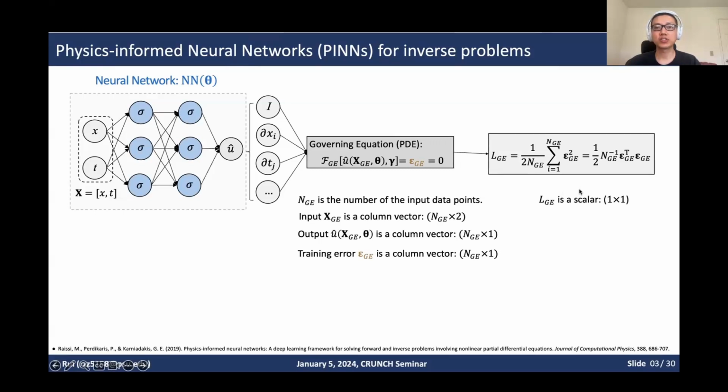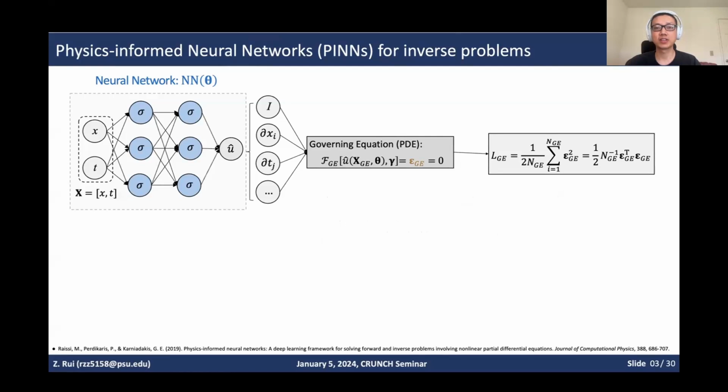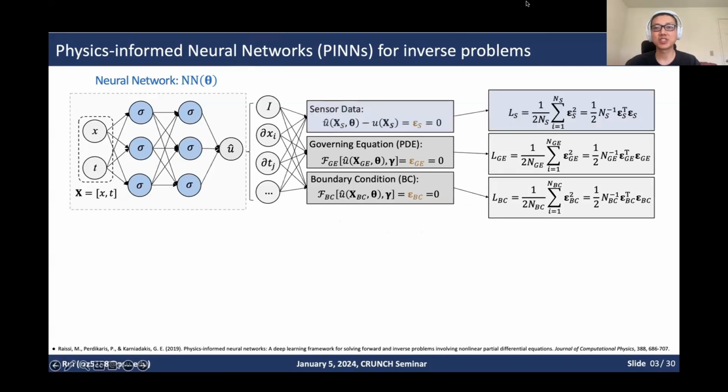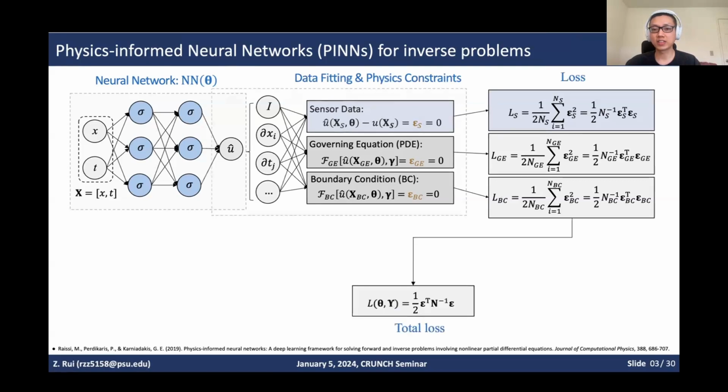With these expressions simplified, we get the governing equation loss, and also the boundary conditions. These two parts are physics informed. Particularly for the inverse problem, we assume that we don't know the initial condition. So we have some sensor data, for example, and for the sensor data, again, epsilon_S represents the training error between the prediction, mu hat, and the measurements, which is mu. This is the physics loss, and this is the data loss, and then we get the total loss.